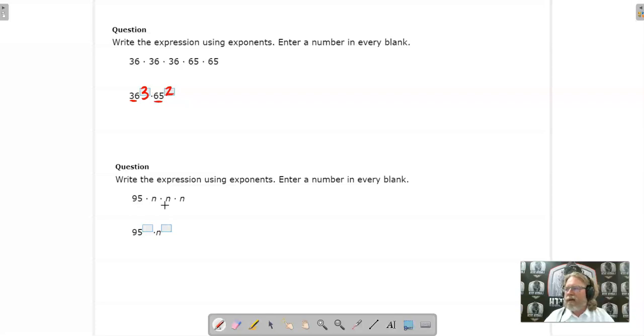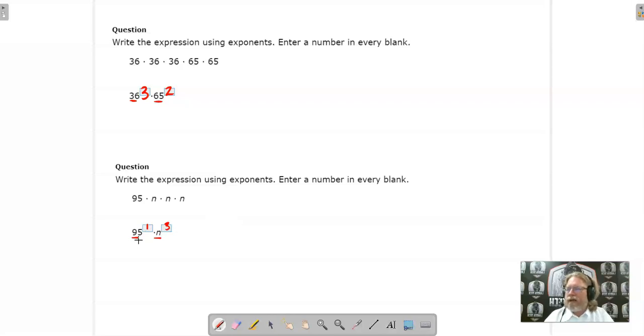Well, this next one, gee, we're getting variables now, right? That's okay. A variable can be written to include an exponent and be a power, so we can have variables in there as well. We have a base of 95 and a base of n. 95 is only there once, so we just put 95 to the first. We have n 3 times, so we'd have n cubed, or n to the third. So this would be 95 to the first, n cubed.